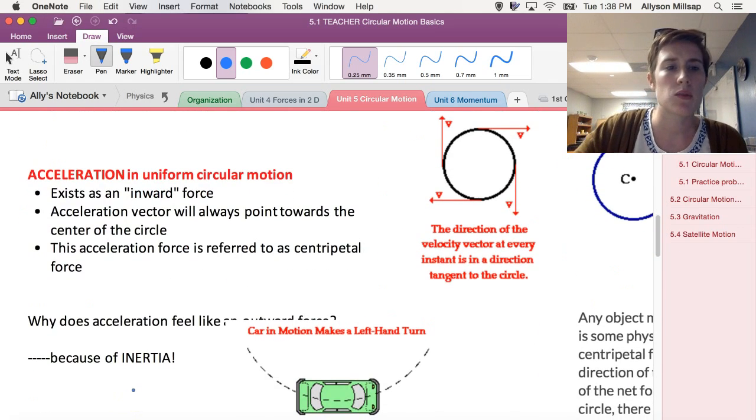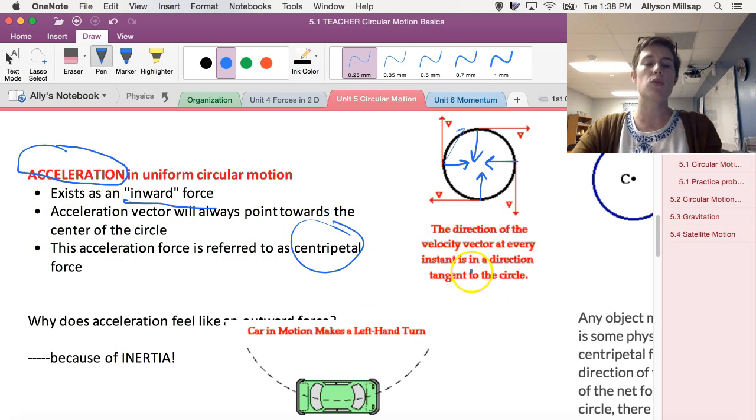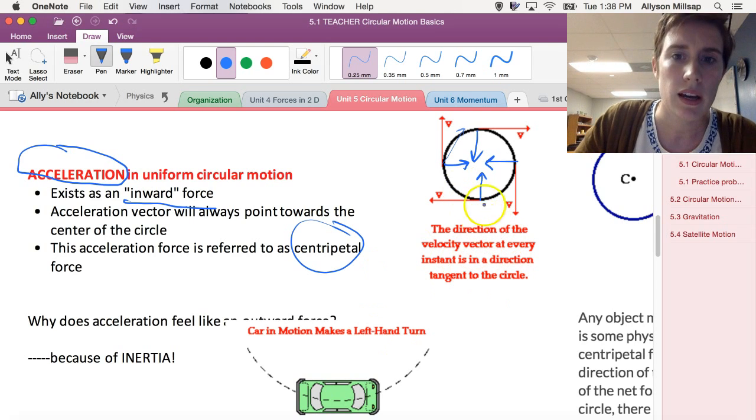Okay, let's talk about that inward force. That inward force is acceleration. Okay, acceleration exists as an inward force. So here's my object. If I want to pull it around, if I want it to change the direction this way, I need to pull it inward. So your force is always an inward force. We call that inward force centripetal force. Centripetal force is all it is: acceleration inward.